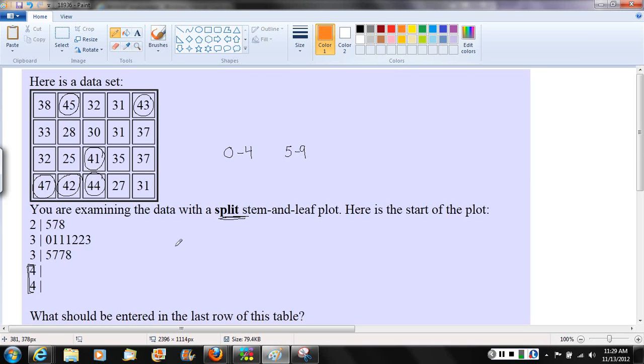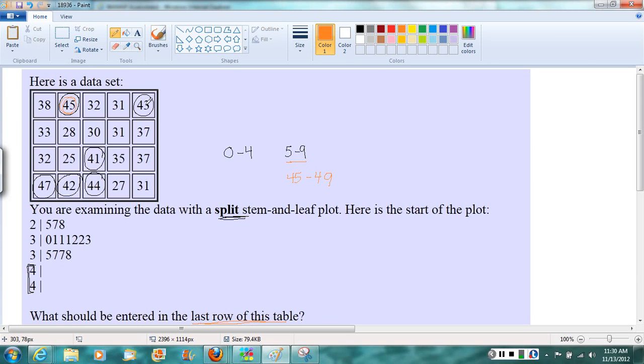And they're asking which should be entered in the last row of this table. So the last row of the table is all values in the 5s to the 9, so all values between 45 and 49. So we're going to have to enter that 45, 43, 41 would go in the first stem, 47 we'll need, 42 and 44 would go in the other stem.